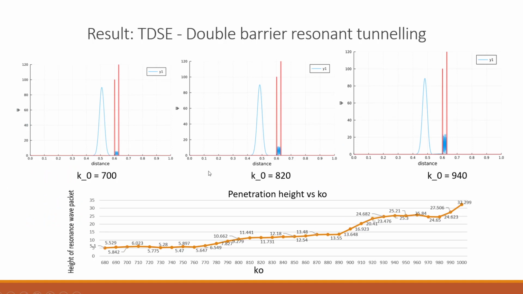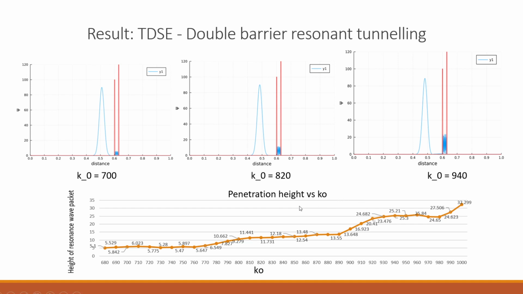Then I keep the barrier constant, which is 2 to the power 6, and increase k0. k0 is a parameter of the wave packet which can control the velocity and energy of the wave packet. It's the same as the k in the TISE. And I find that when k is at specific values, the height will increase rapidly, and at other values, the height will stay flat. So I draw this picture.